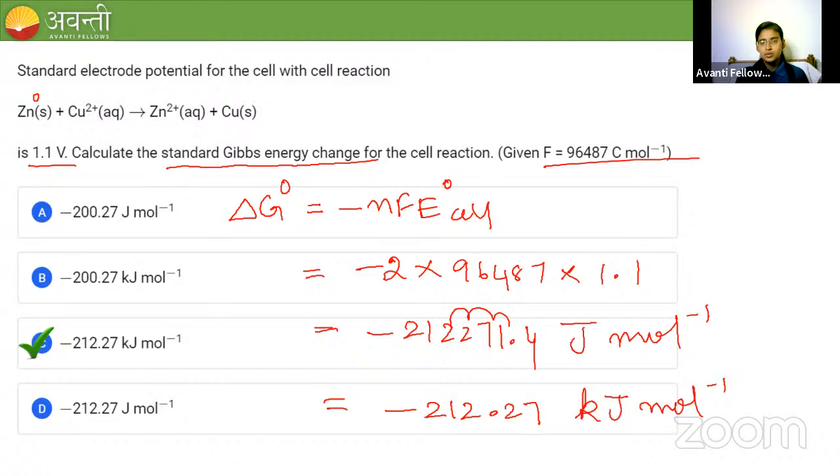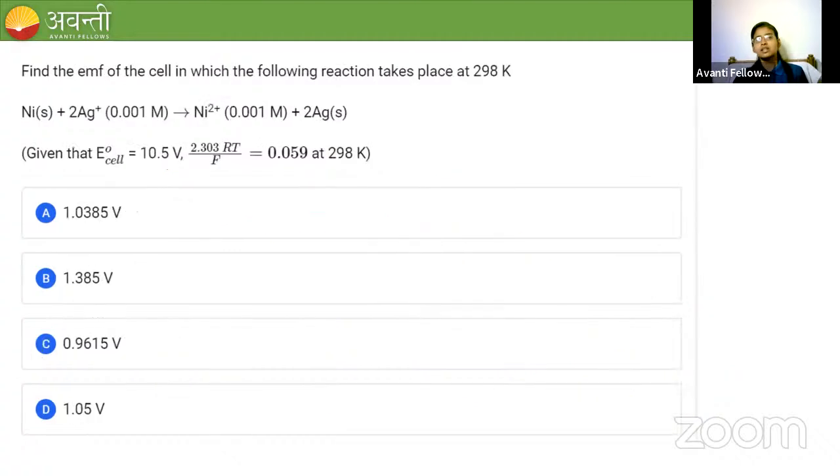Now let's move on to the next question. Very easy. Straight away substitution and then multiplication. Nothing to worry or struggle about here. Okay, so next is question number 11. Find the EMF of the cell in which the following reaction takes place at 298 Kelvin. The nickel silver reaction is given. The concentrations of the corresponding ions are given. The E naught cell value is given and we are asked to find the EMF of the cell.